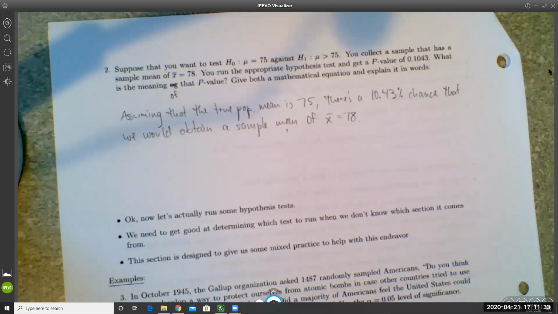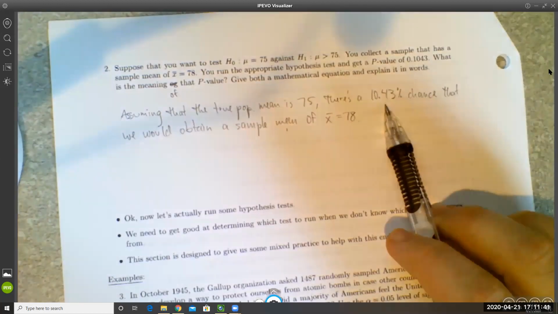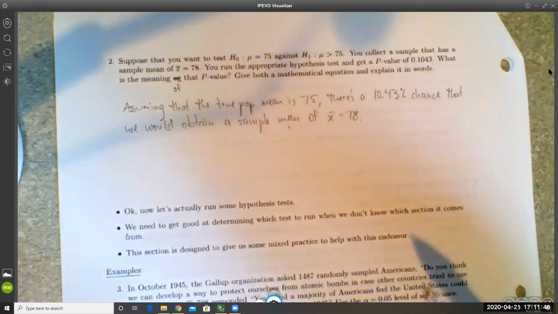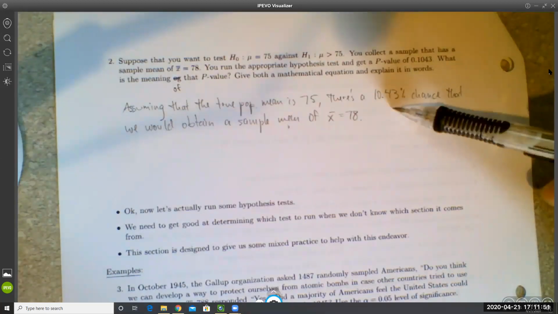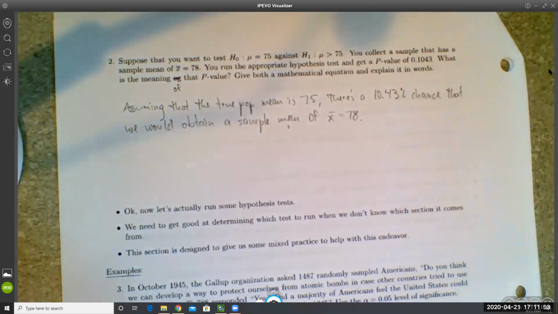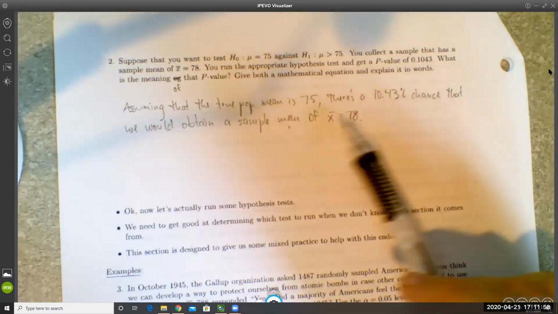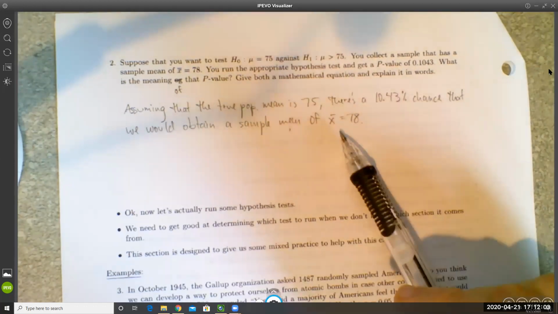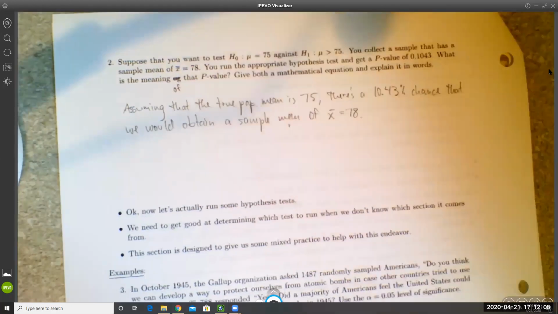So is that good enough to cast doubt on the assumption that the true population mean is 75? Well, not really, right? That's not very odd. Even if alpha was as big as it usually gets, which is 10%, this is still not less than 10%, right? So we wouldn't be rejecting the null hypothesis here, but it's because it's still a fairly likely thing to happen, right? If we assume the true mean is 75, there's a pretty good likelihood that we're going to get a sample mean of 78. So we're not going to reject this assumption, right?